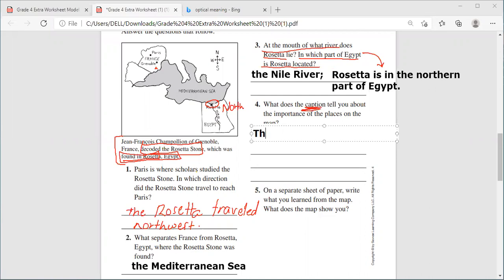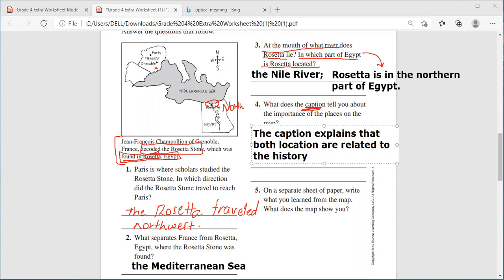The caption explains that both location are related to the history of the Rosetta Stone.